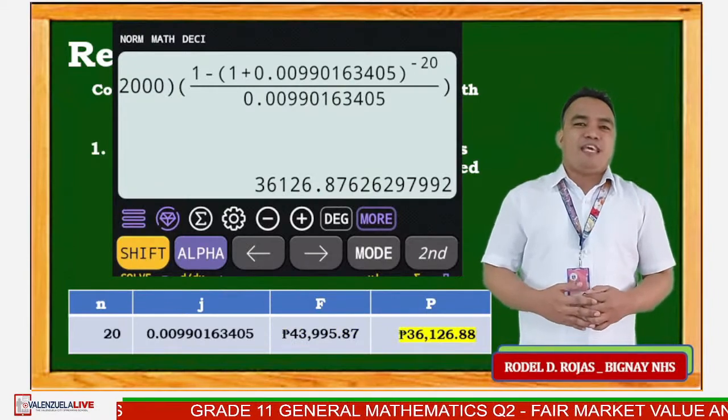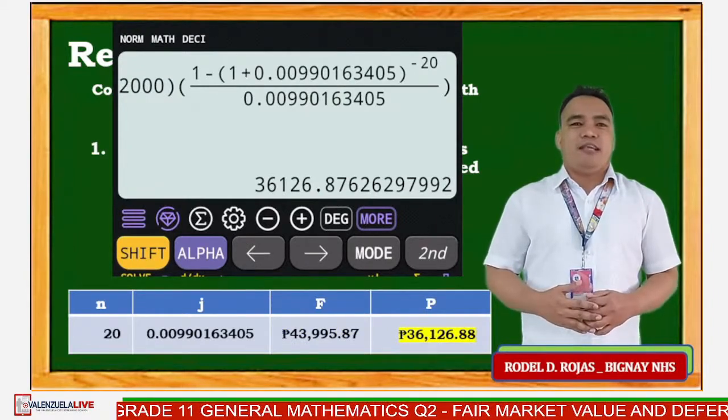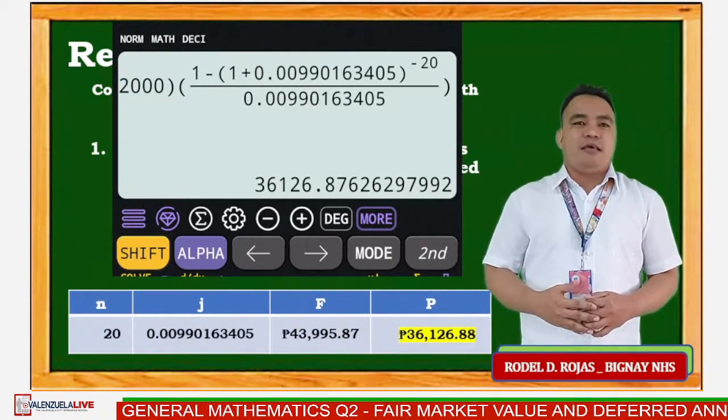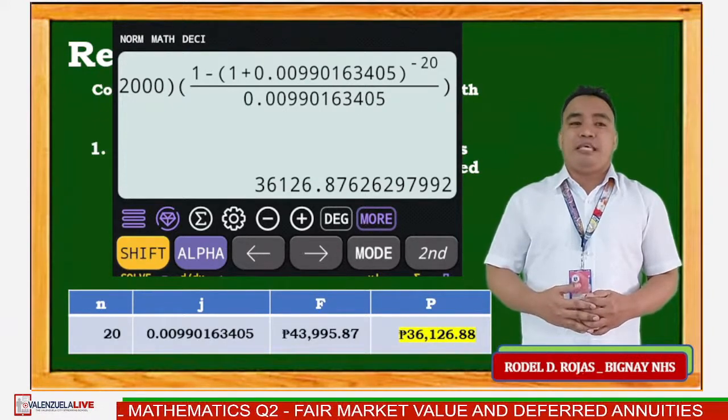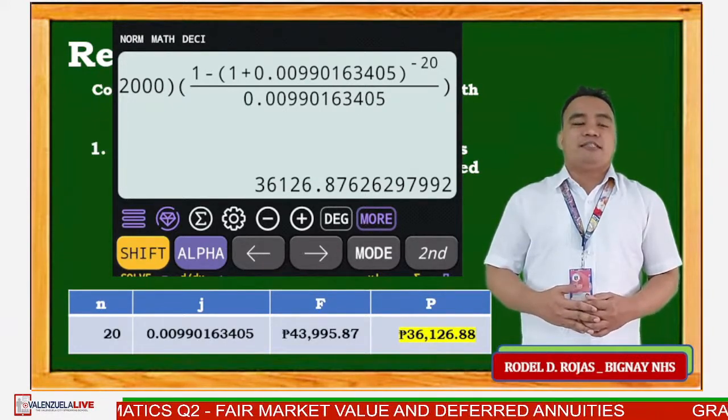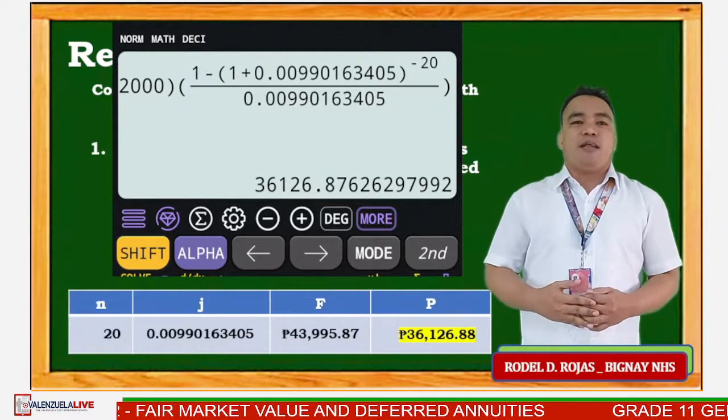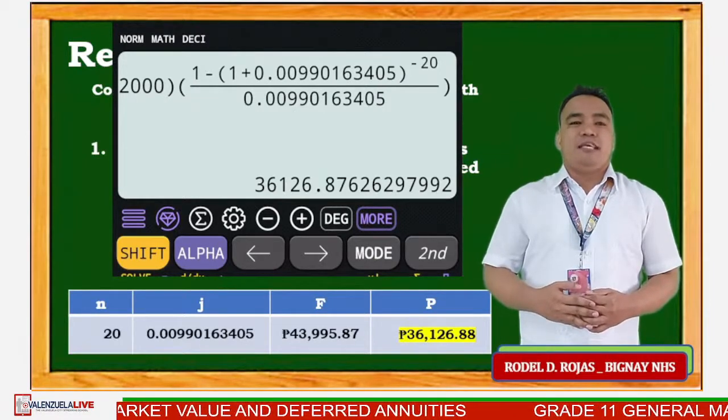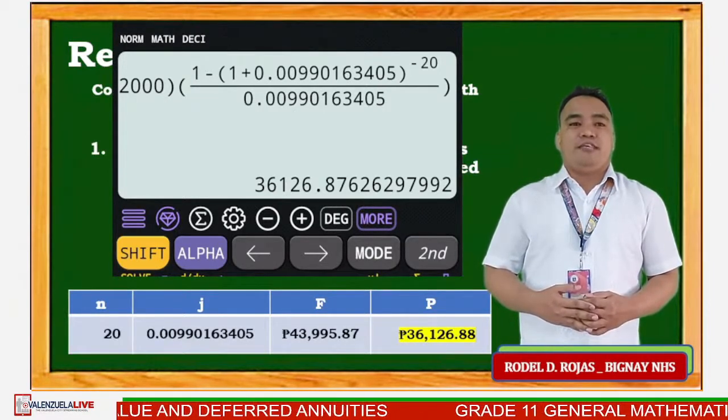Great! P equals 36,126.88 pesos, using the formula P equals R times 1 minus the quantity of 1 plus J raised to negative N all over J.